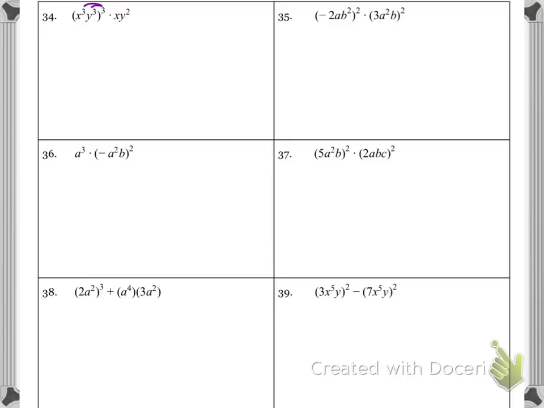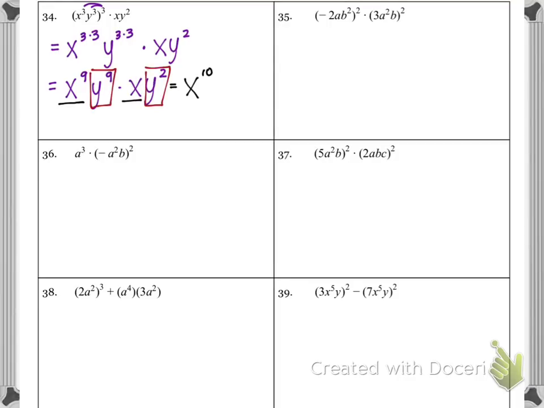So here, again, we're just multiplying in. So this 3 is multiplying here and here. So we have x to the 3 times 3, y to the 3 times 3, and then I'm just going to bring down this guy right here. So this is x to the 9th, y to the 9th, and then I'm going to bring down the xy squared. This is just the number on the outside, right? I haven't done anything to that. So now, remember in the very beginning here, when we multiplied, we're going to actually add 9 and 1. So x to the 9th times x is x to the 10th. And then y to the 9th times y squared is y to the 11th.